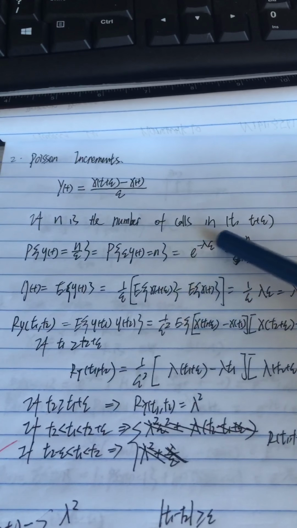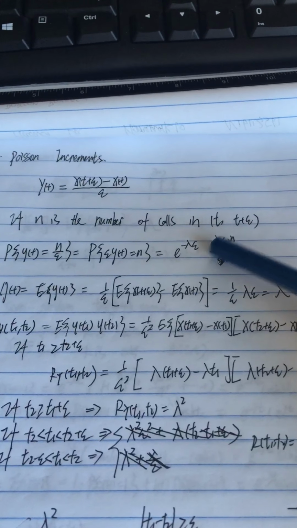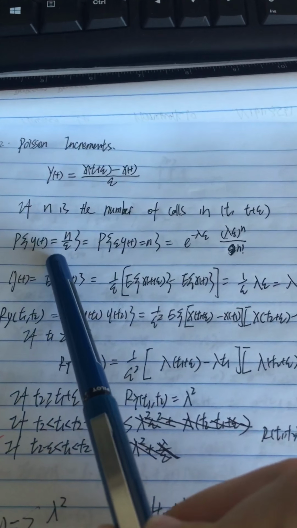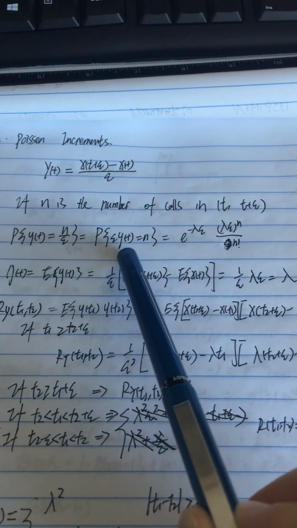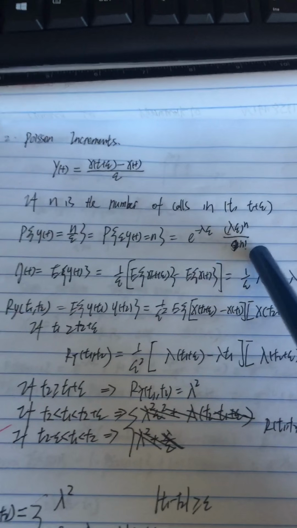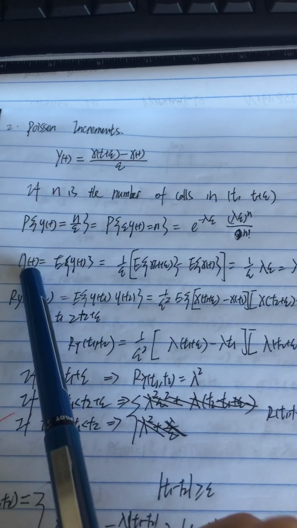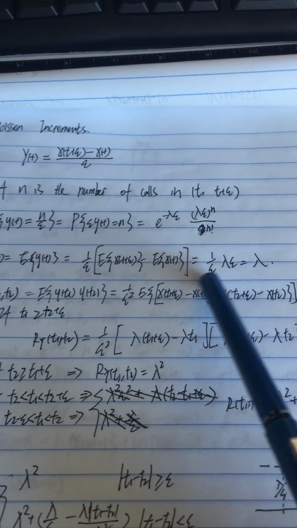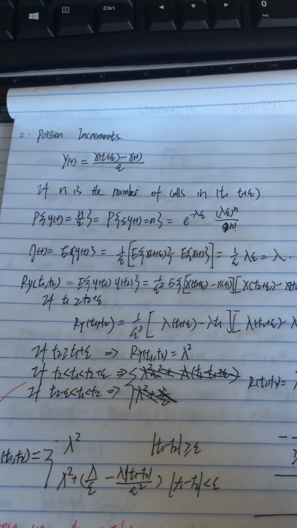So if n is the number of occurrences in t to t plus sigma, then the probability of Y_t equal to n over sigma is equal to e to the minus lambda sigma times (lambda sigma) to the n over n factorial. So the mean of it we can easily get, and from the last property the mean is equal to lambda.